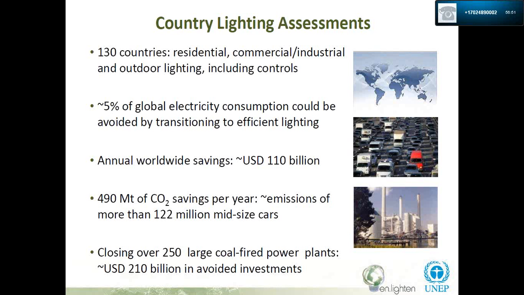Now, that would mean around 110 billion US dollars in reduced electricity bills and 490 million tons of CO2 savings per year, which is the equivalent of around 122 million mid-sized cars. That would imply that around 250 large coal-fired power plants would become redundant, and that $210 billion could be avoided in energy investment. Next one, please.